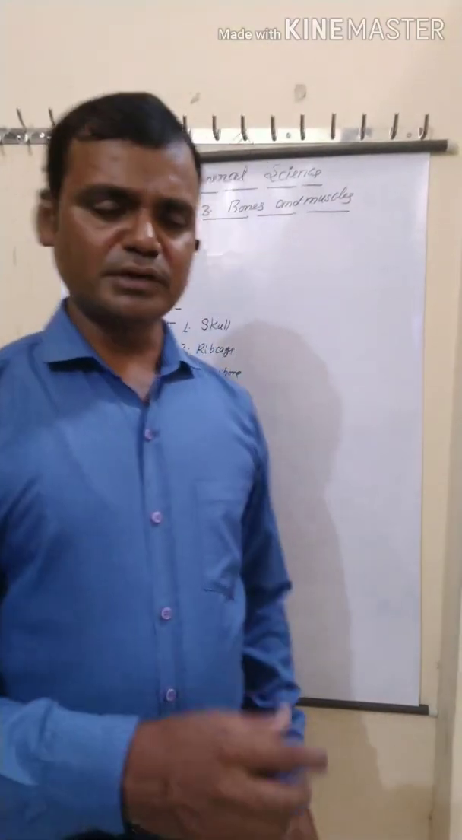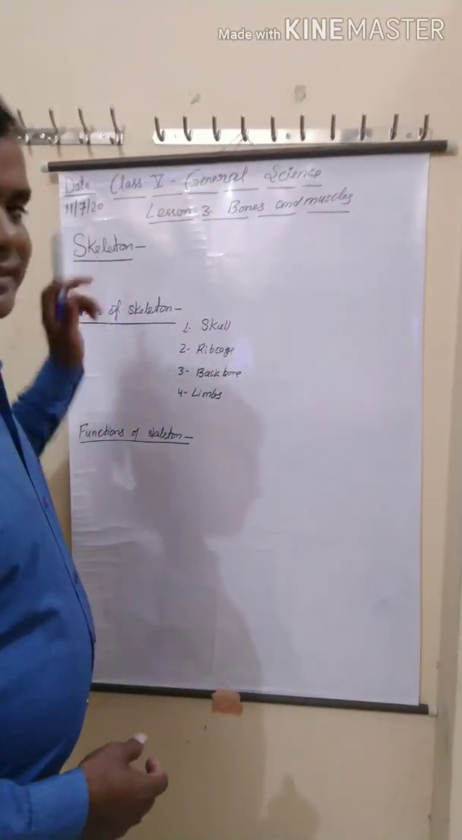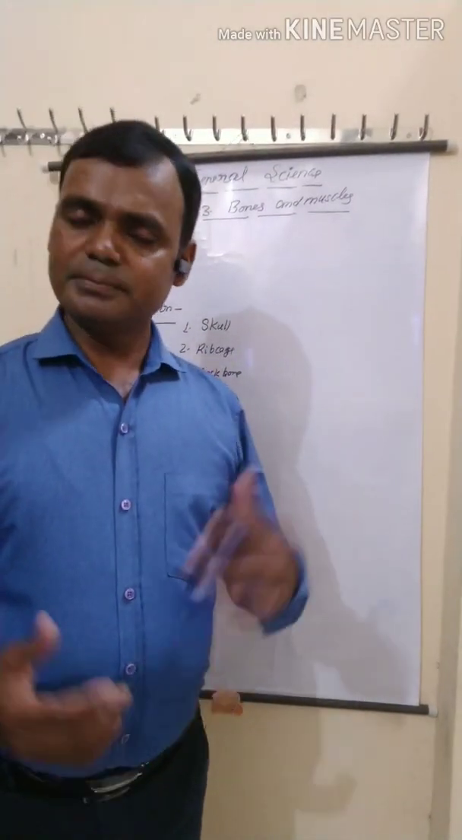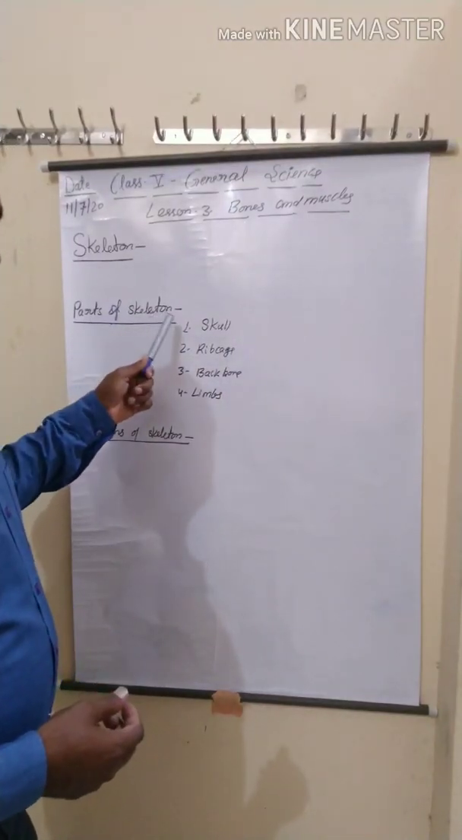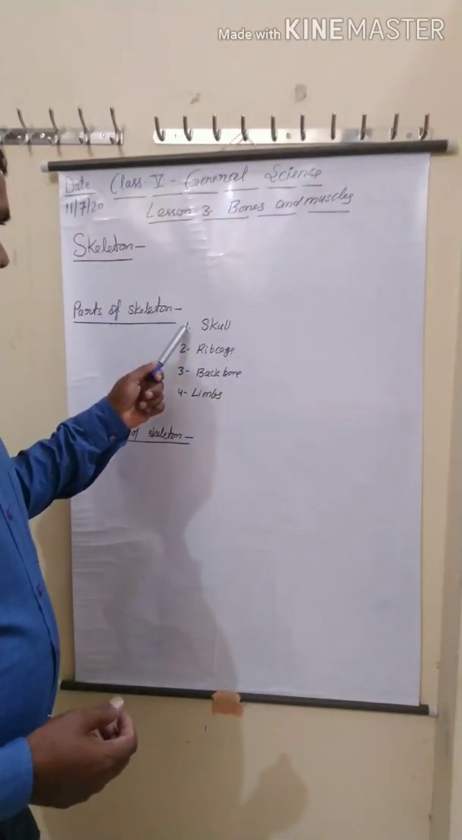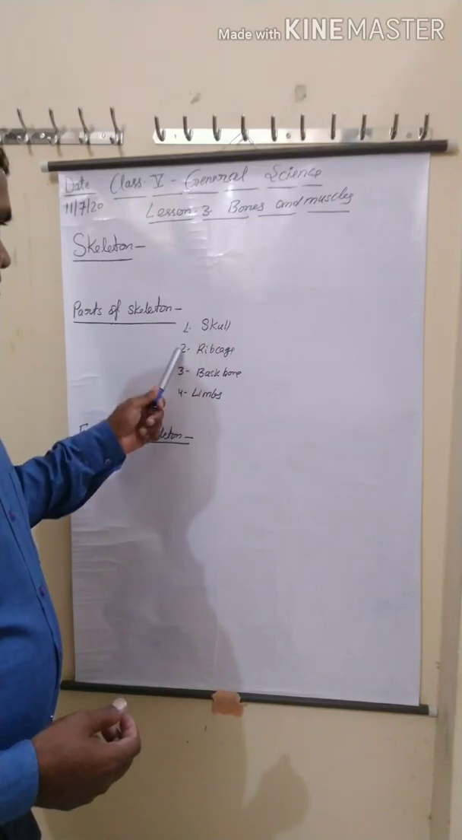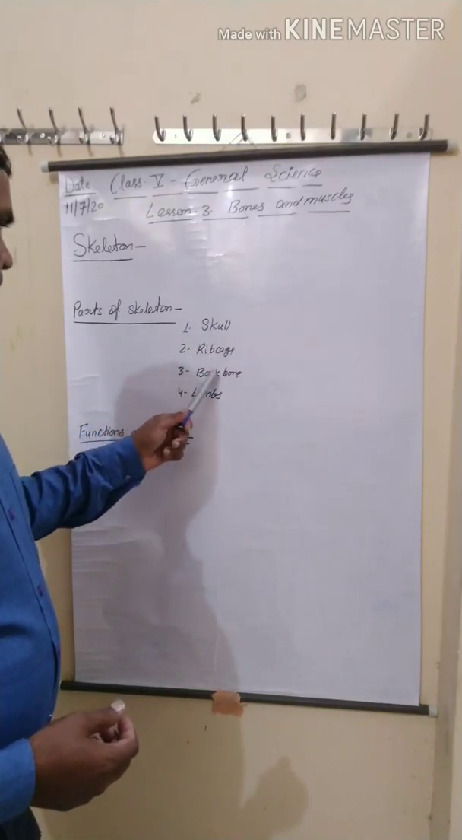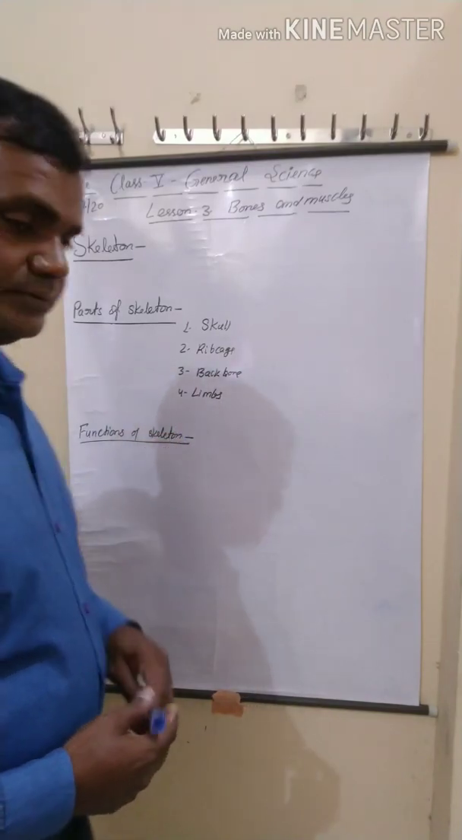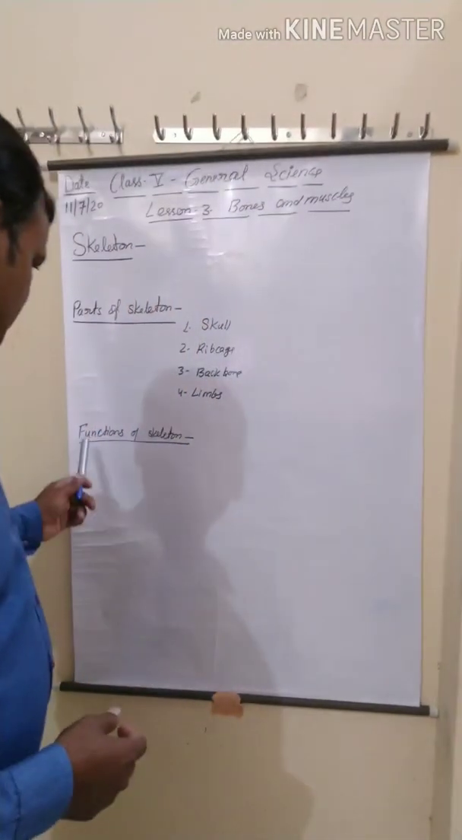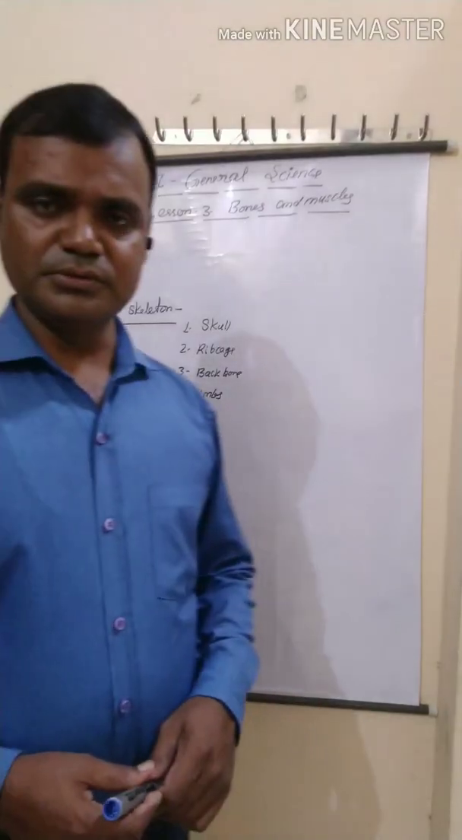Now see one by one. First, skeleton. After skeleton, we discuss the parts of the skeleton: first, skull; second, rib cage; third, backbone; and fourth, limbs. And the functions of the skeleton also. Now see one by one.